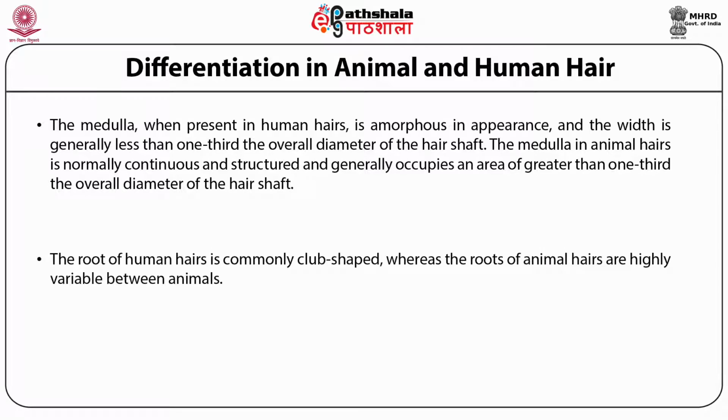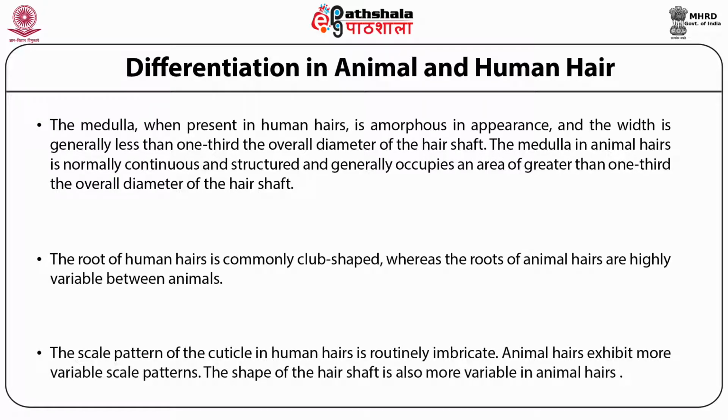The root of human hairs is commonly club-shaped, whereas the root of animal hairs is highly variable between animals. The scale pattern of the cuticle in human hair is routinely imbricate. Animal hairs exhibit more variable scale patterns. The shape of the hair shaft is also more variable in animal hairs.